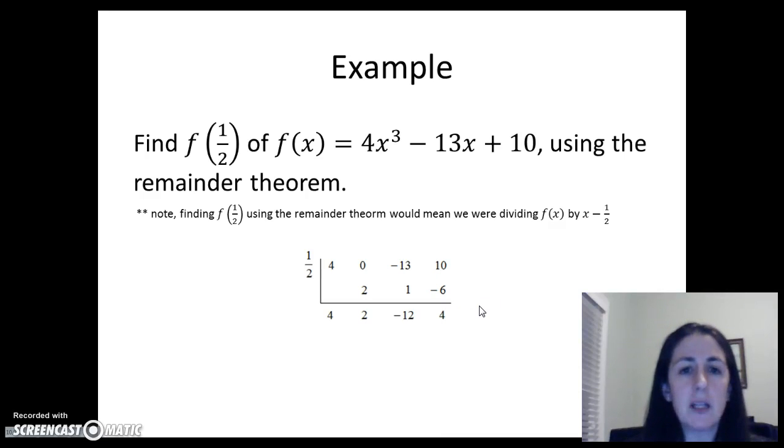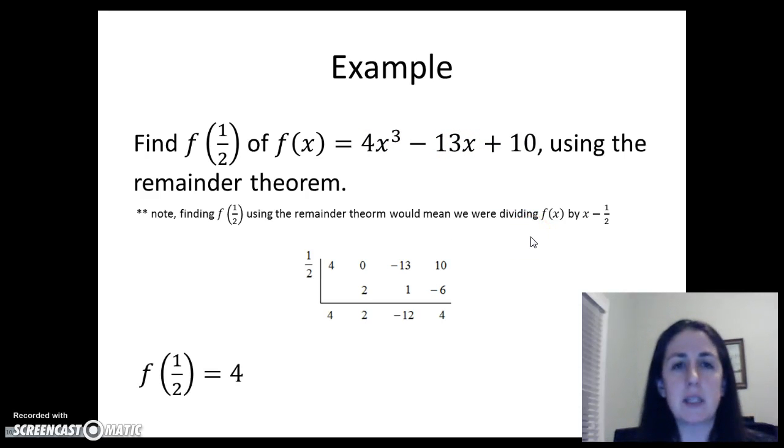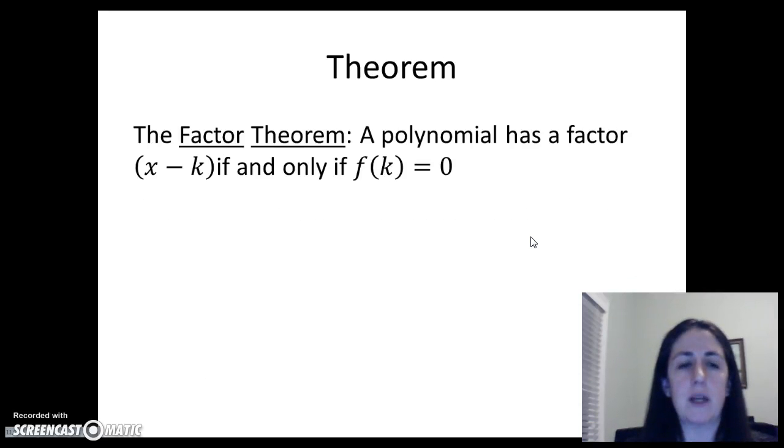So without actually taking 1/2 cubed times 4 minus 13 times 1/2 plus 10, the remainder theorem tells us that f at 1/2 is equal to 4. Feel free to use your calculator or do that arithmetic by hand to check that that actually is true. One more theorem that goes along with this is the factor theorem. If you get a remainder of 0, then f of k would be 0. That means that x minus k is a factor.